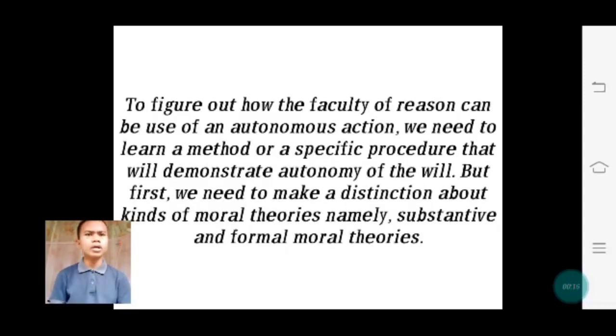To figure out how the faculty of reason can be used for an autonomous action, we need to learn a method or a specific procedure that will demonstrate autonomy of the will. But first, we need to make a distinction about kinds of moral theories, namely substantive and formal moral theories.